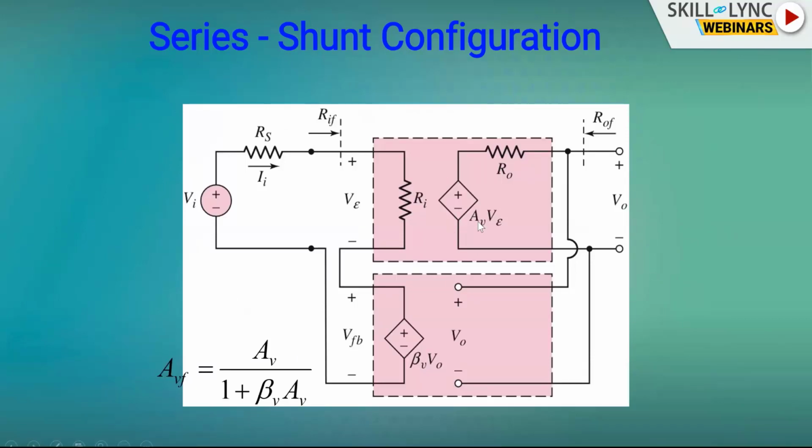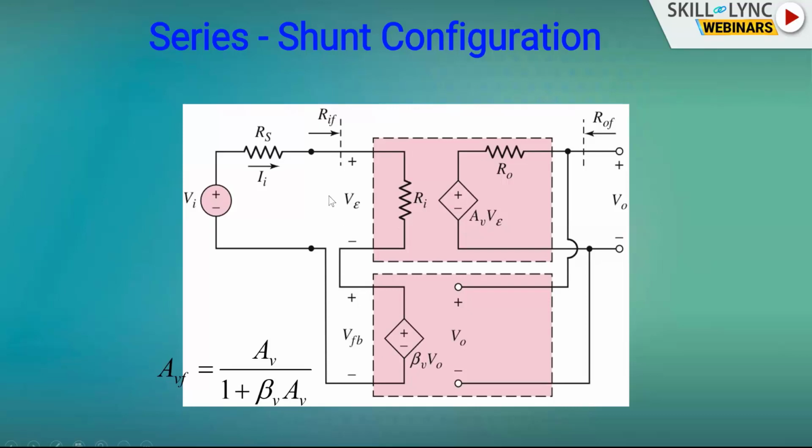So we have a voltage amplifier AV in the forward path and beta V is the feedback amplifier gain. VA is the input voltage, RS is the source resistance, and due to VA and RS there is a current flowing, II. This current flows through RI and produces a voltage drop of VE, and here we have V0, and beta V0 is the voltage that we sample from the output. Therefore, beta V into V0 is equal to VFB.